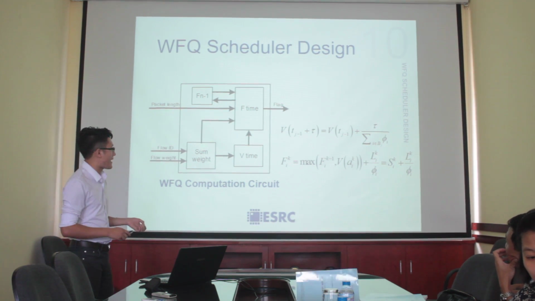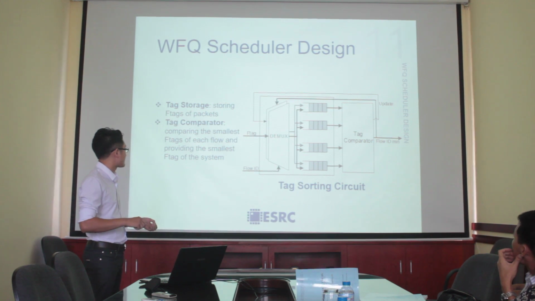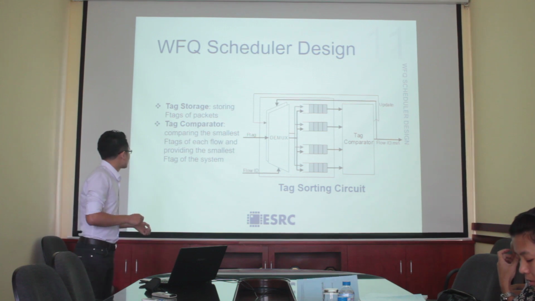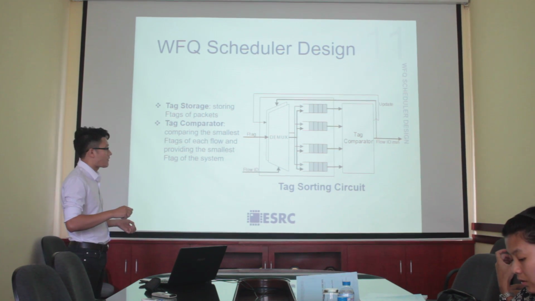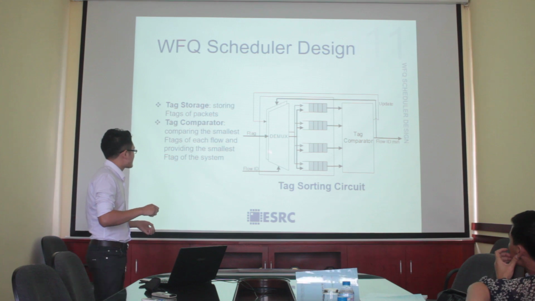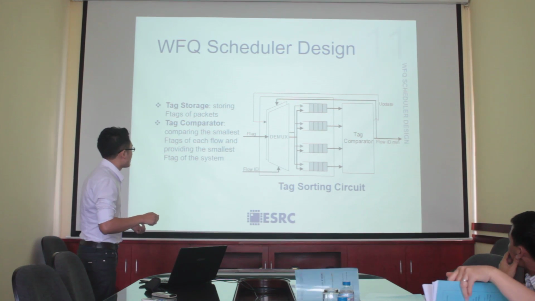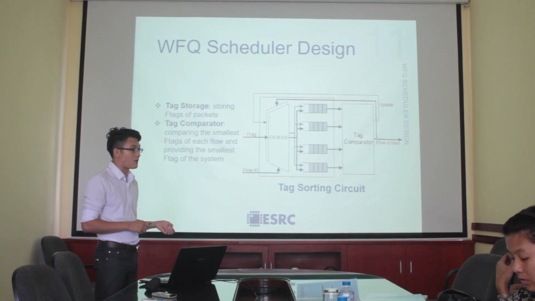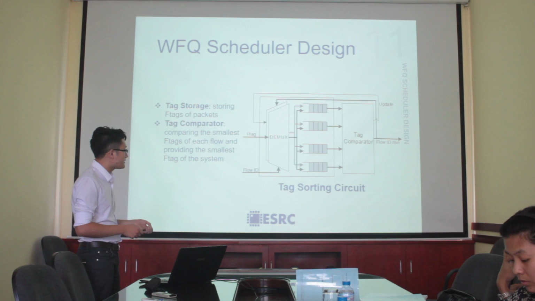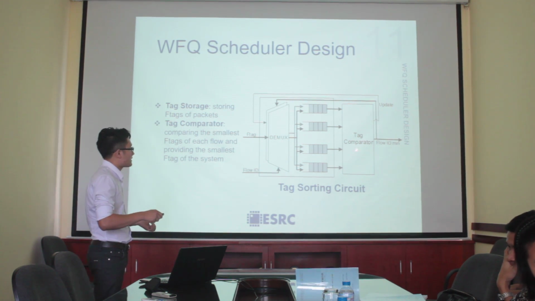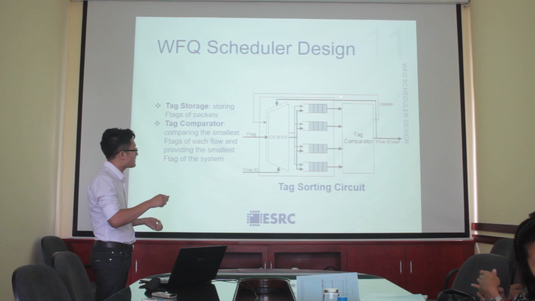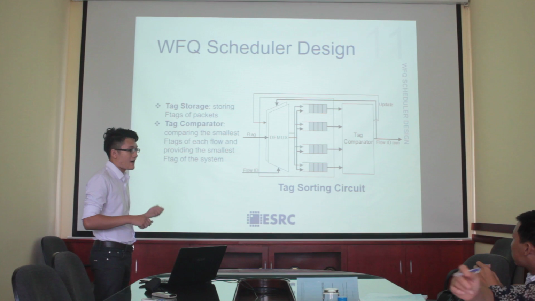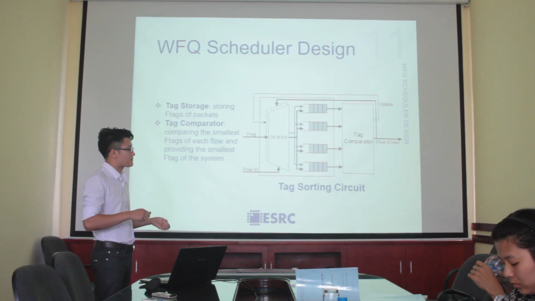With that in mind, we have derived the design for the task sorting circuit. It consists of two main blocks: a task storage and a task comparator. Task storage receives the finished task from the computation circuit and stores them into a number of FIFOs. The first element of the FIFOs is the smallest finish time represented for one flow. So to obtain the smallest finish time of the system, we use a task comparator to compare the first element of the FIFOs, and the output of the circuit is flow ID min, which is the address of the packet that has the smallest finish time in the system.